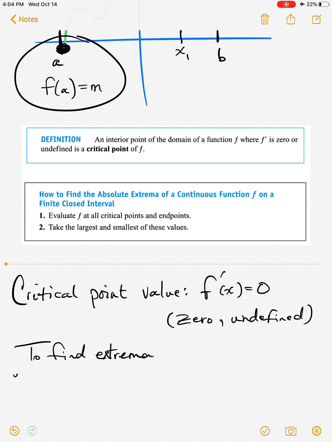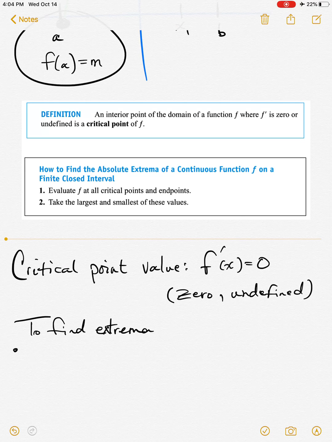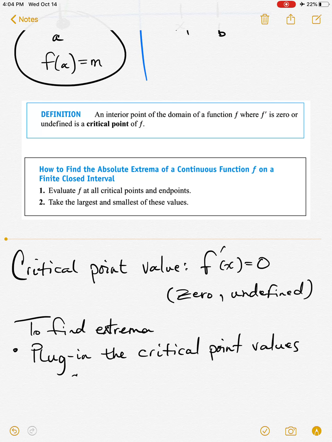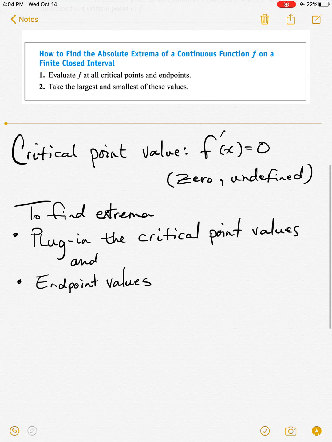we will plug in. Up top it says number 1, evaluate. You know, when we start talking, we're like, oh, evaluate just means plug in. So we're gonna plug in the critical point values and the endpoint values into the original function.